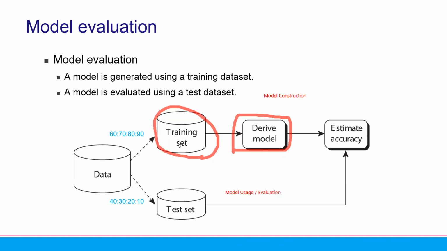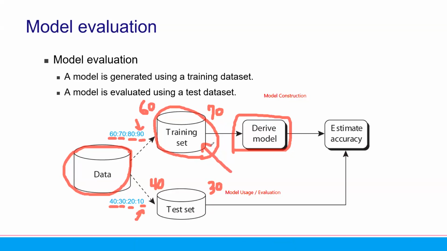So usually when we are doing this kind of model evaluation, we will split the data. If we have the data like this, we can set 60-40. It means 60% for the training set and 40% for the testing set. Or 70-30: 70% for the training set, 30% for the testing set. Or 80-20 or 90-10. It depends on the number of your data. If your data is very huge, maybe you can consider 90-10. The higher the training set, of course, the better.